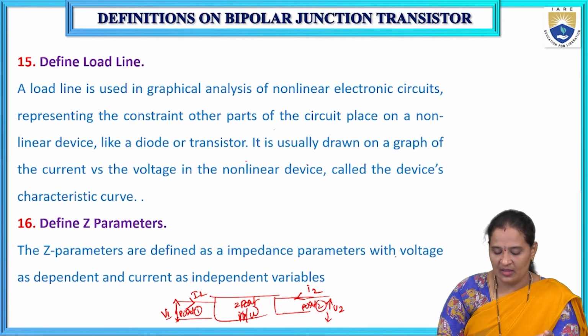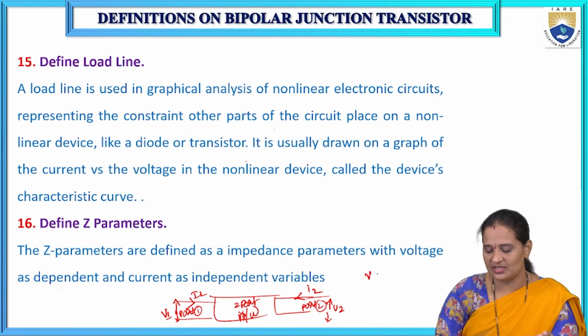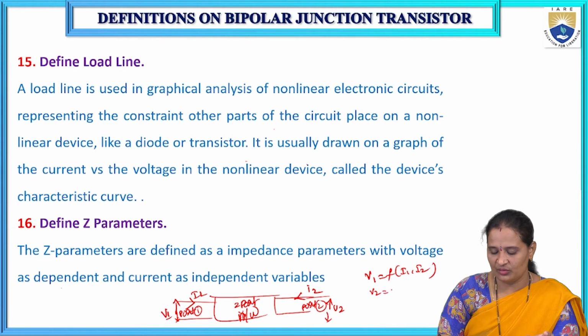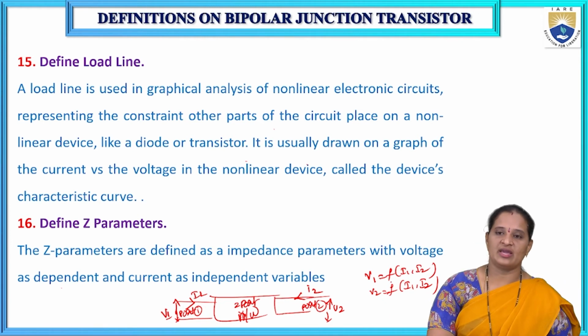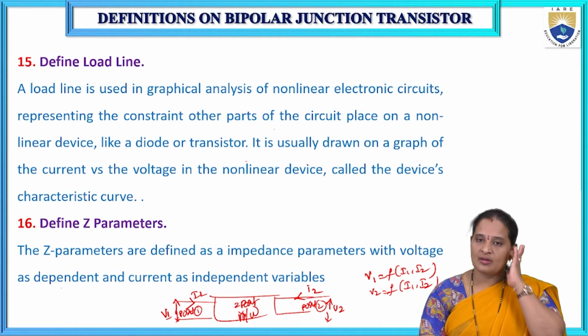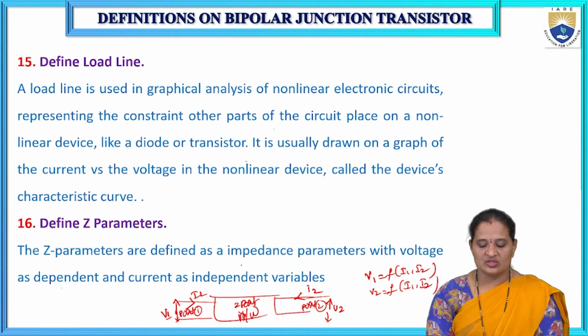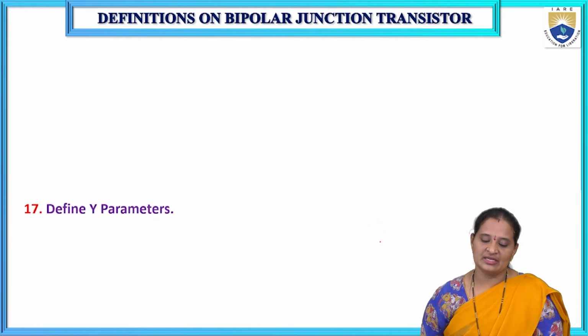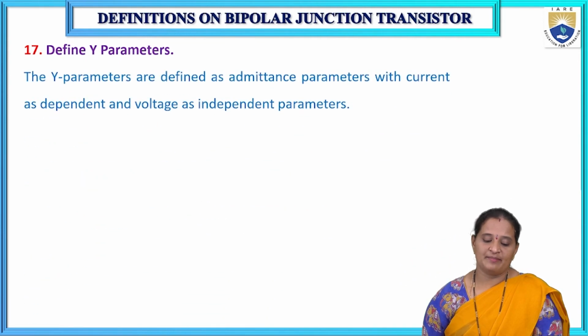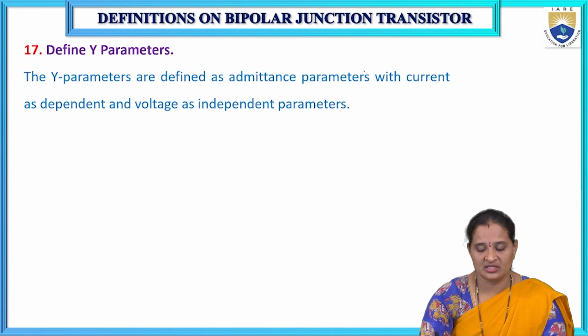So here what I'm saying, the voltages are dependent. So that means V1 is dependent on I1 comma I2. Similarly, V2 is a function of I1 comma I2, whereas the currents are independent variables. So whatever parameters we calculate by considering voltage as dependent parameter and current as independent parameter are also known as impedance parameters, and all these impedance parameters have the units of ohms. Okay, so that is Z parameters, and Y parameters are defined as the admittance parameters with current as dependent and voltage as independent.